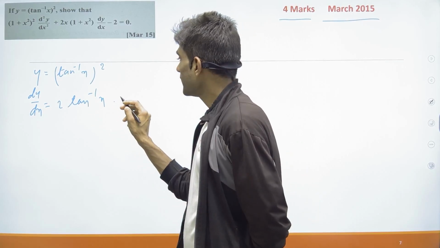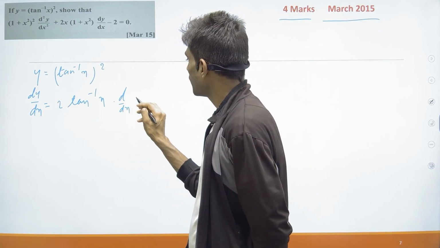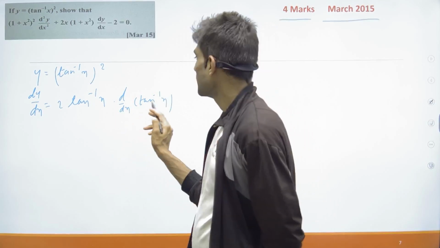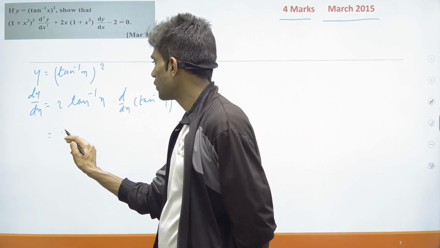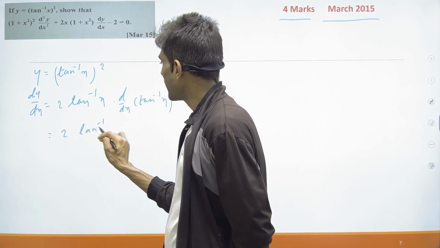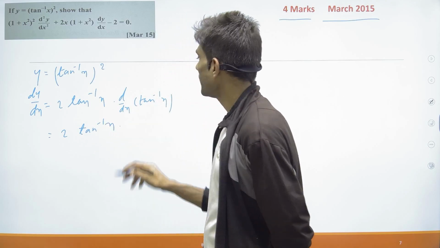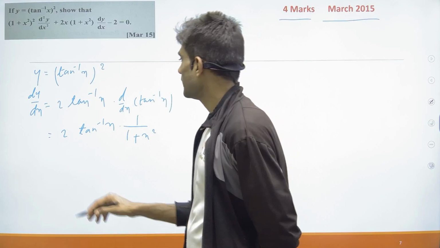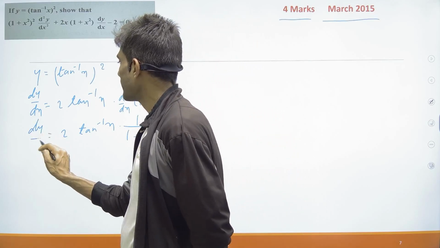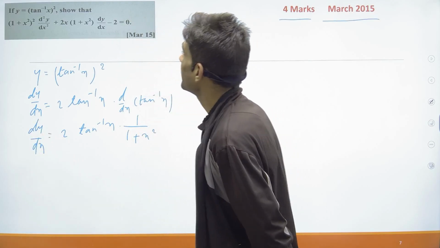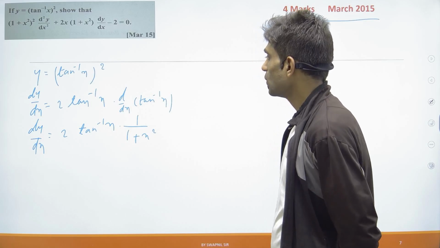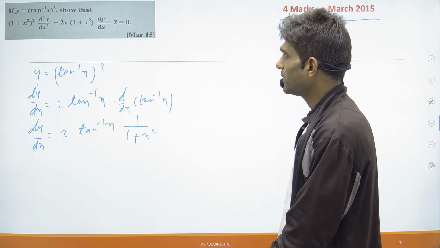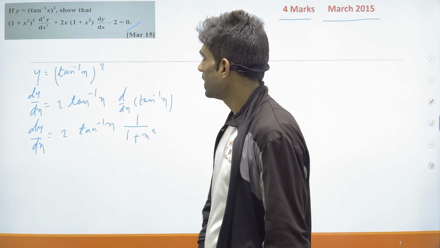So it is 2 into tan inverse of x into d by dx of tan inverse of x. And what is the differentiation of tan inverse of x? It is 1 upon 1 plus x square. So dy by dx equals 2 into tan inverse of x into 1 upon 1 plus x square. We want the value for this differentiation.